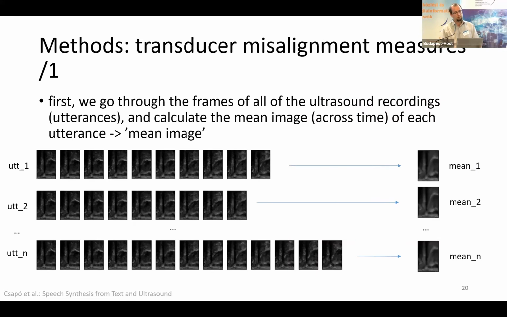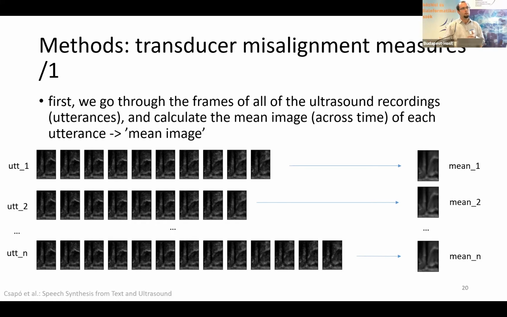So we had a very simple idea to measure the transducer misalignment. We are recording the ultrasound data sentence by sentence, and for each sentence, we calculated the mean ultrasound image. So we had 200 sentences, and for each of them, we calculated the mean ultrasound image.